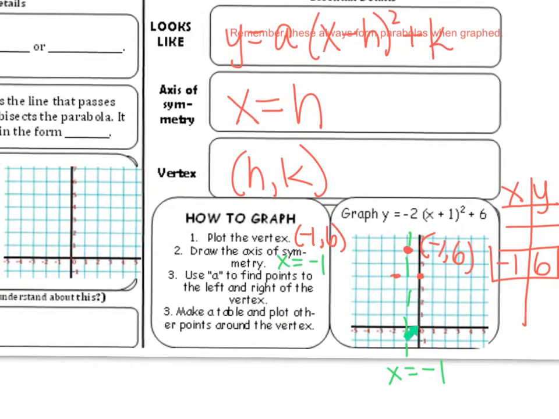So 1 from the middle is 0. 1 more over will be 1. So (0, 1)... if I go in the other direction, I have (-2, -3). I know 1 down from 6 is 4. Or not 1 down, 2 down from 6 is 4. So I had those 2 points. Now to find my last point, I'm going to plug either -3 or +1 into the equation.